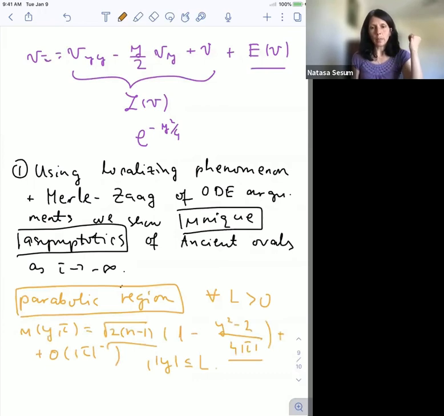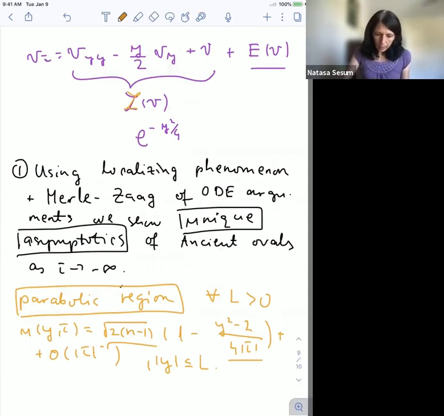And this y squared minus 2 is just like the eigenvector corresponding to the 0 eigenvalue of this linearized operator L, which you get after linearizing the mean curvature flow equation around the cylinder. So this means that in these asymptotics, where you want to see how close to the cylinder you are, what prevails is the 0 mode, so the projection on the neutral eigenspace.